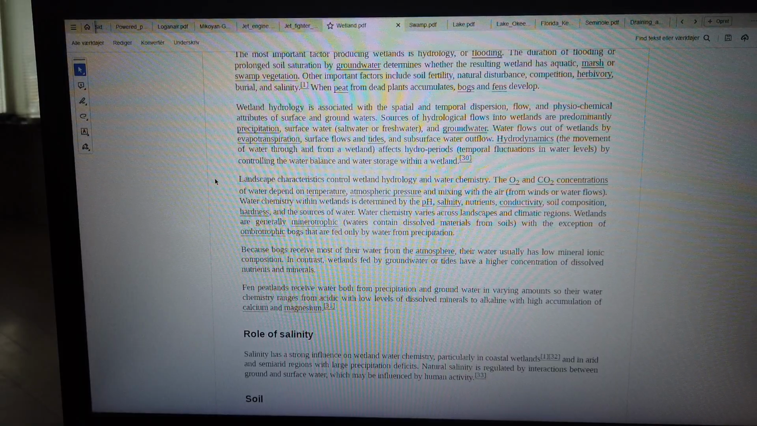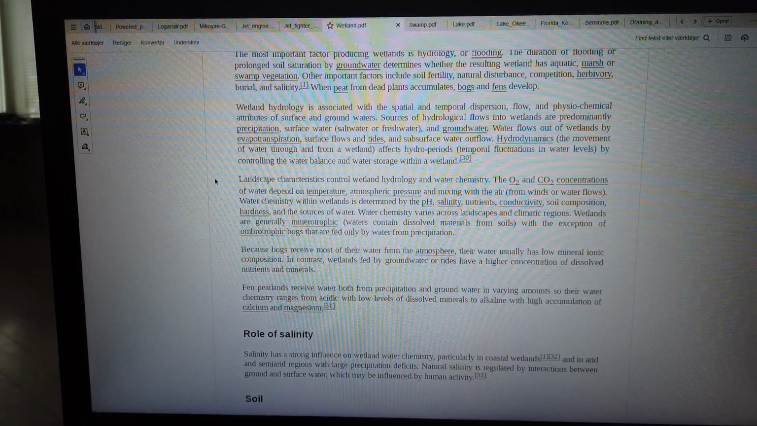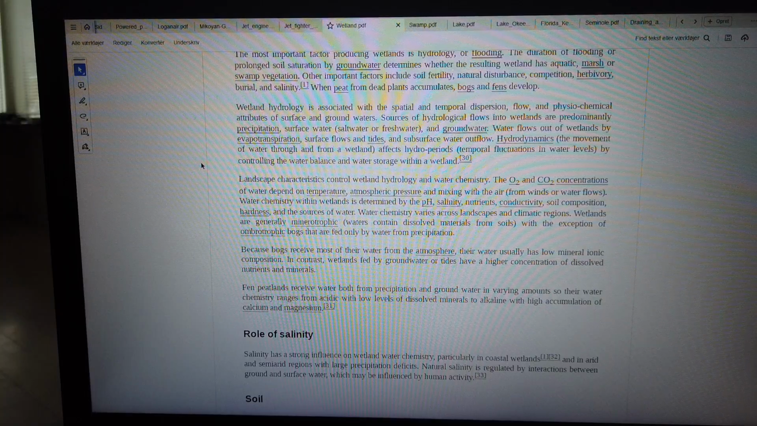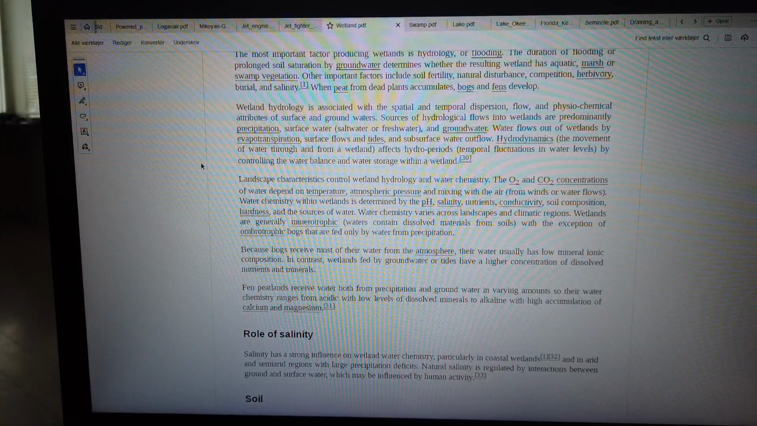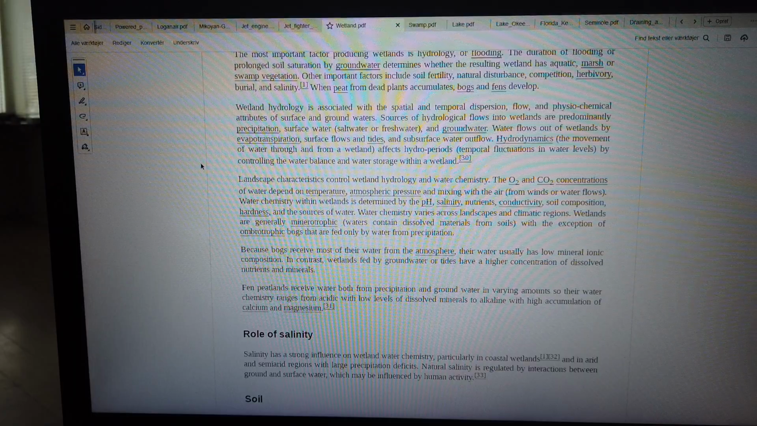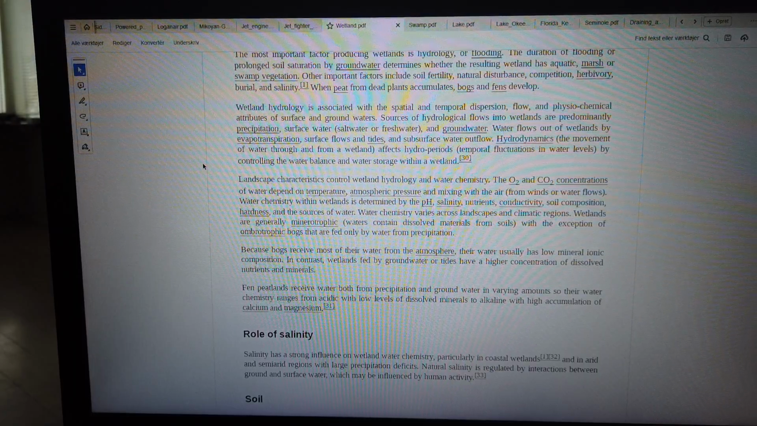Fen peatlands receive water both from precipitation and groundwater in varying amounts, so their water chemistry ranges from acidic with low levels of dissolved minerals to alkaline with high accumulation of calcium and magnesium.